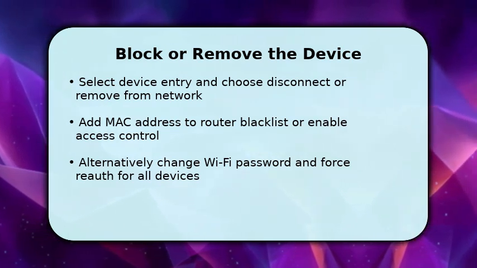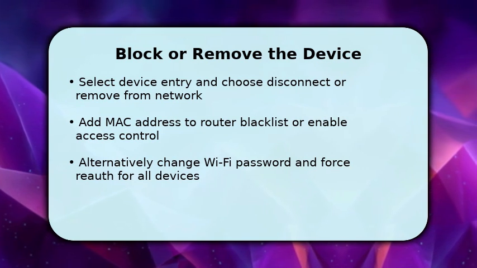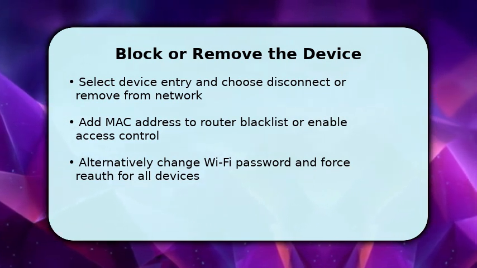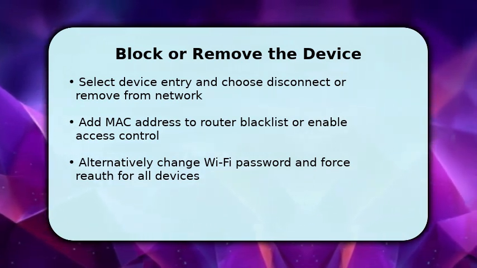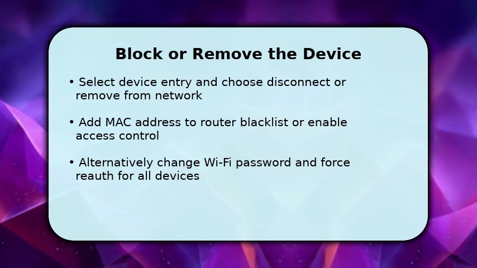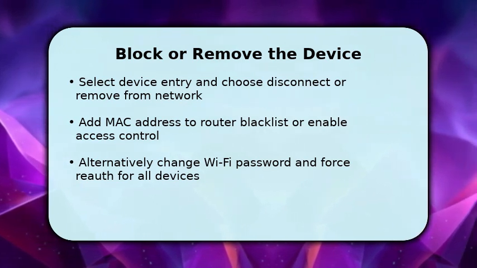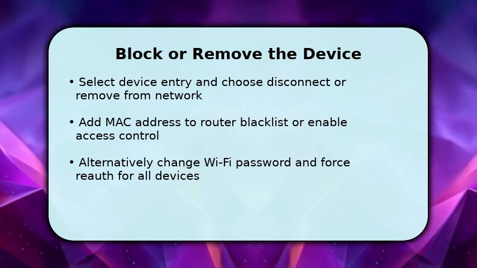Explain why. Blacklisting targets that single device, while a password change protects the whole network from new joins. To finish, verify the phone no longer appears in the Connected Devices list and test access with an allowed device.